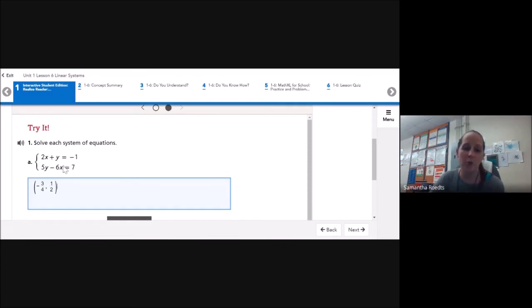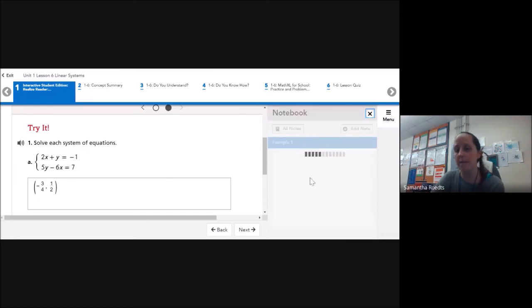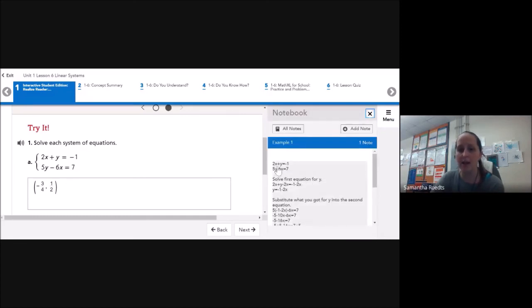I can also solve this algebraically if I notice that y right here is by itself. So what I can do is solve for y in this first equation, then substitute it back in for the y in the second equation and solve for x. So I have 2x plus y equals -1 and 5y minus 6x equals 7. I solve the first equation for y. So 2x plus y minus 2x equals -1 minus 2x, so y equals -1 minus 2x.